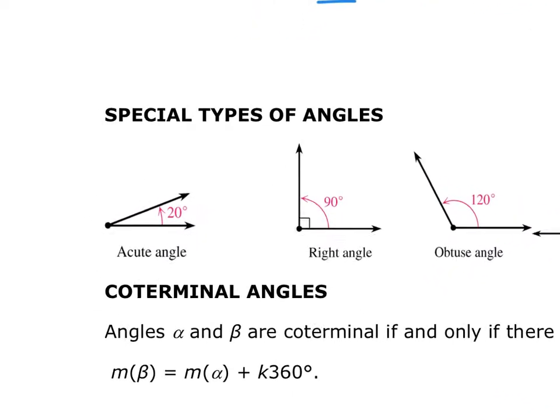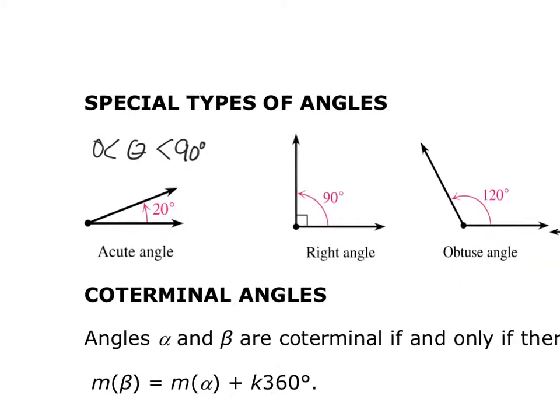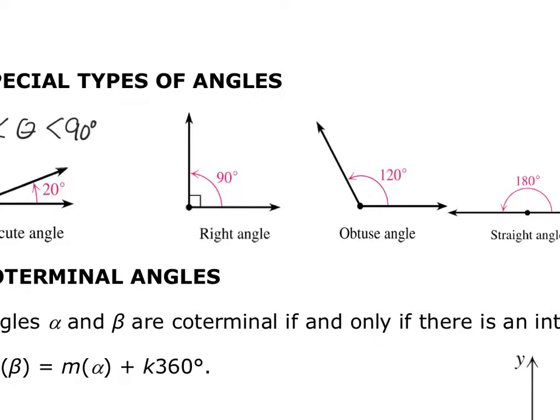Okay, so there are special types of angles. There is an acute angle. Acute angles are angles that are greater than 0 and less than 90 degrees. We'll use theta. So acute angles are larger than 0 and less than 90. You have the right angle, which is 90 degrees. We call these quadrantal angles because they're actually on the axes.